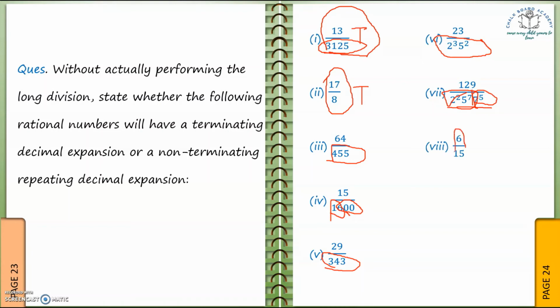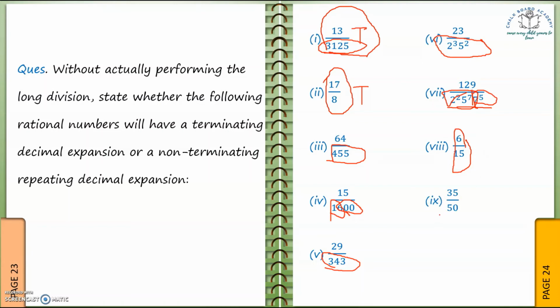Now we have another question, 6 by 15 here. Here we can simplify this fraction by dividing the numerator and denominator by 3. Then we will get the result as 2 by 5. So now again the denominator has 5 as the factor, so this is terminating.